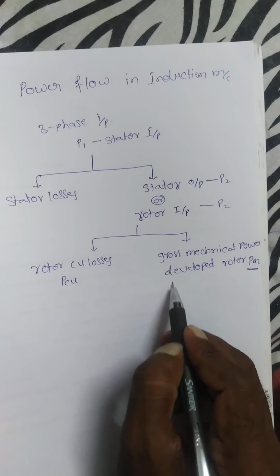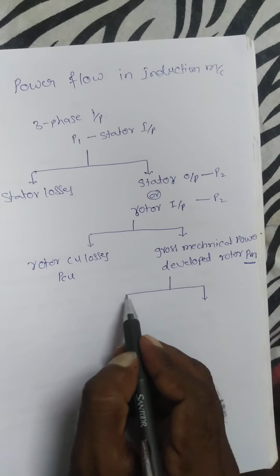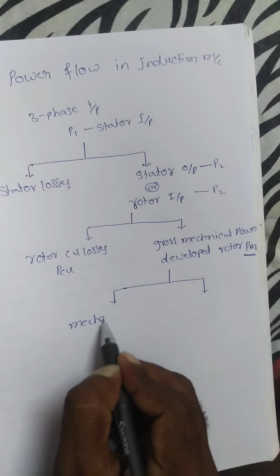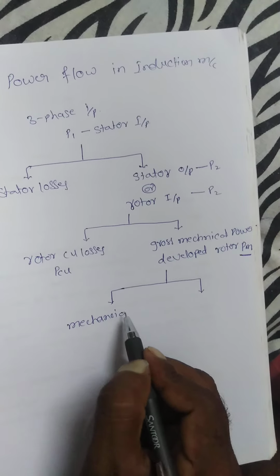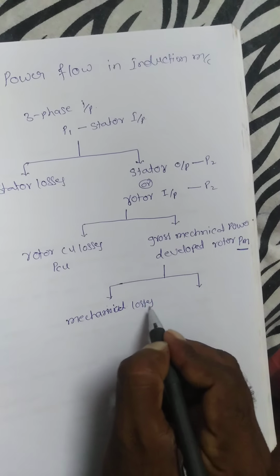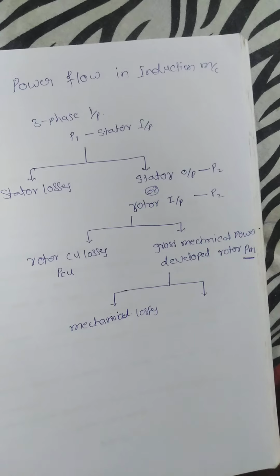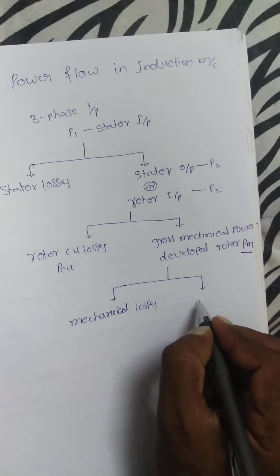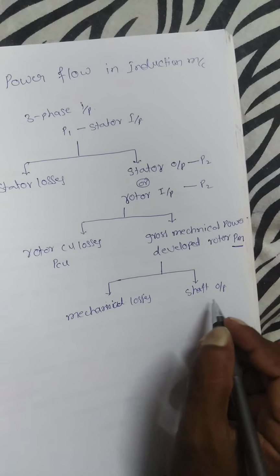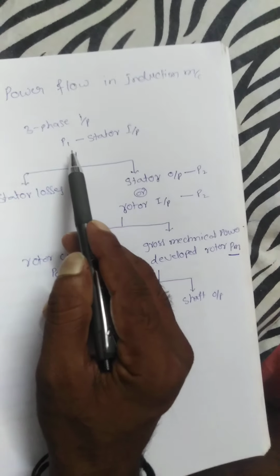And this gross mechanical power is given as input to the shaft. At the shaft there are losses, that is mechanical losses, that is friction losses or bearing losses, and the remaining power is the shaft output power. So this is the output power, the shaft output power.